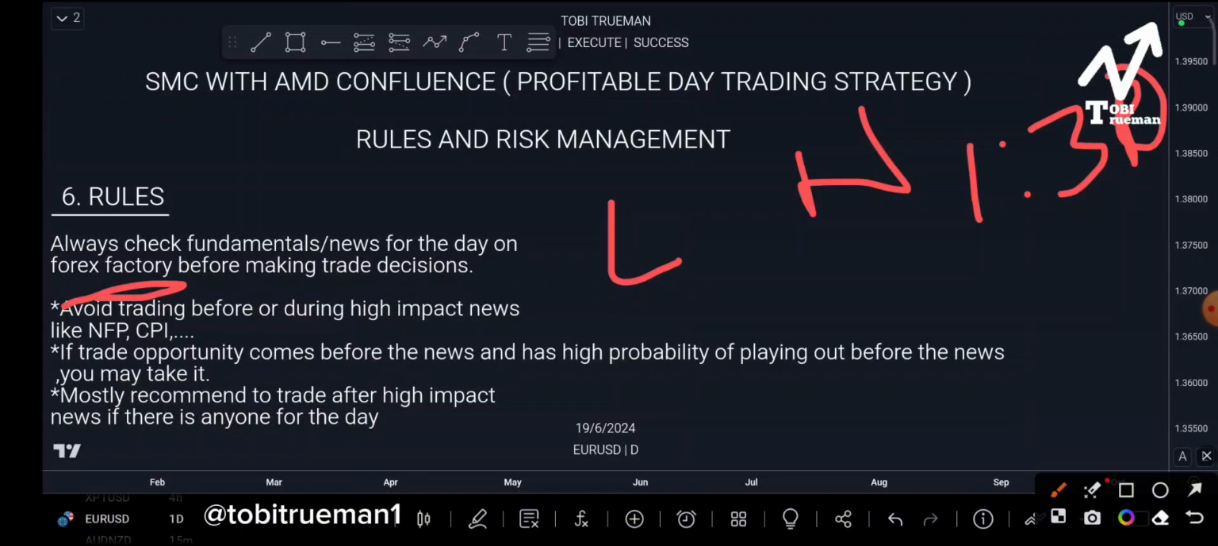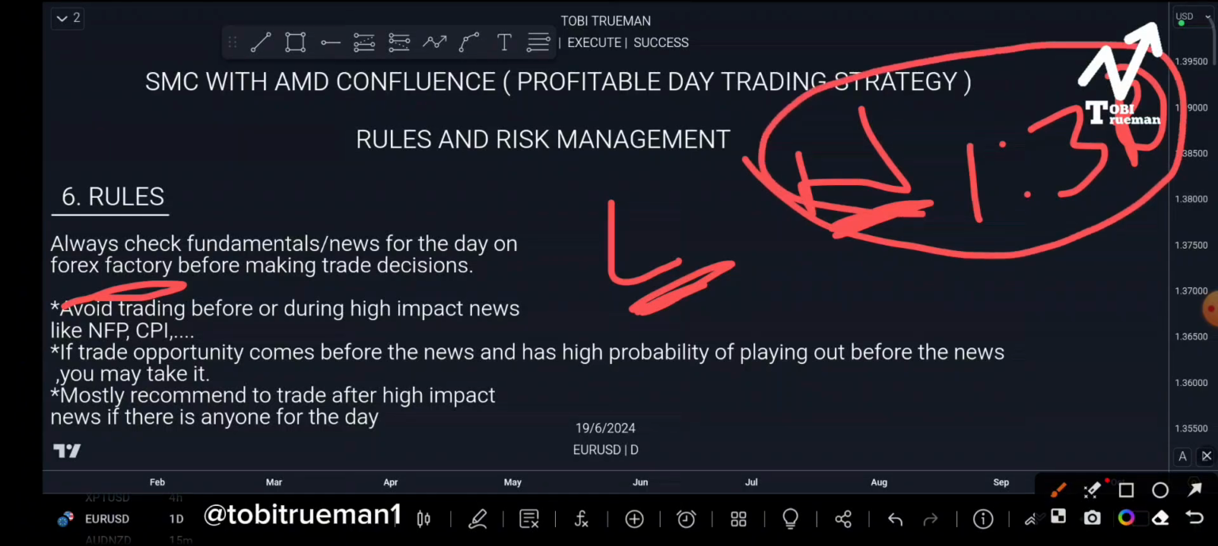As if you are using the 15 minutes time frame, if a trade opportunity comes during the London session and you see there's high probability that that trade will play out before the New York session, because New York session is when those types of news usually come, you can take those types of trade.